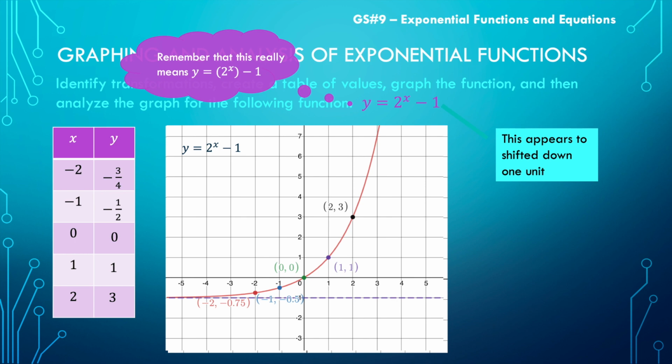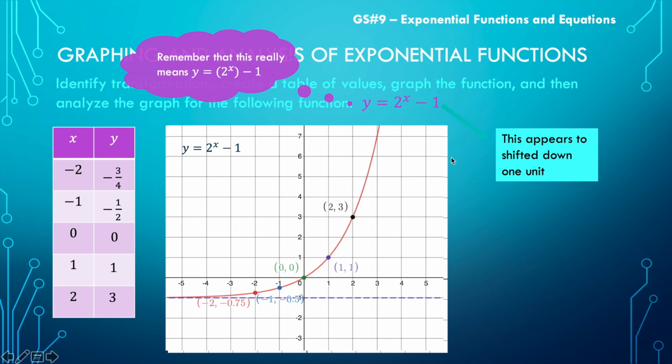Okay, so this does look like we have shifted that entire parent function down 1 unit, and you can see that I sketched my asymptote also to be down 1 unit. And in fact, if you have an exponential function in this form, this value will always be the horizontal asymptote. So that's a nice little thing to know.